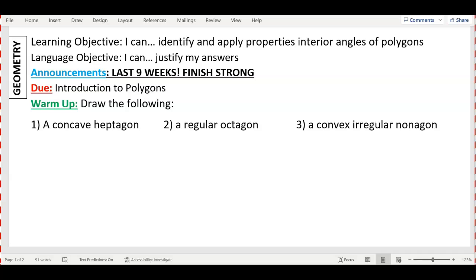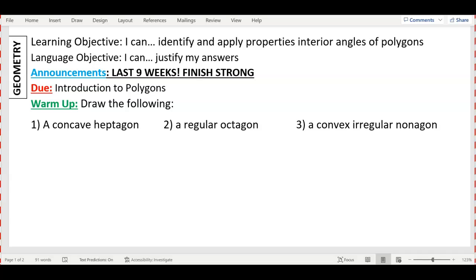It is, again, the last 9 weeks, so you want to finish strong, and that means doing what you can do in class, and everyone should know what grade they're shooting for. Some of y'all, it's going to be above passing. You want to make sure you're shooting for the right number this last 9 weeks.